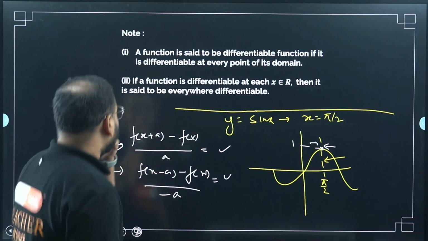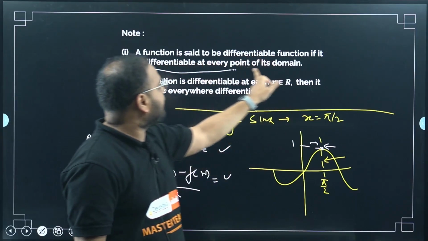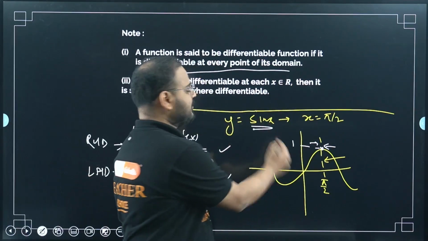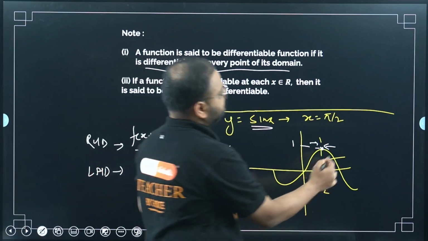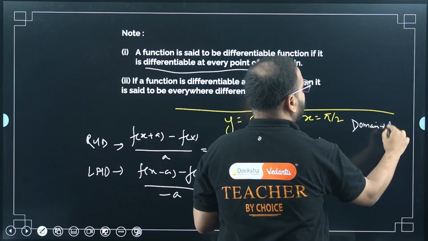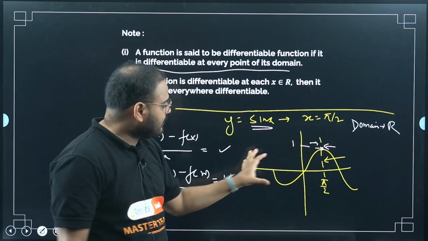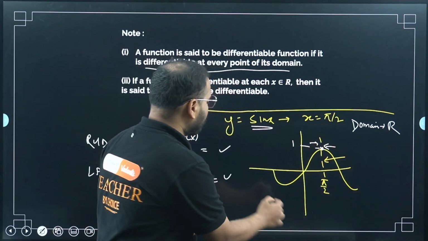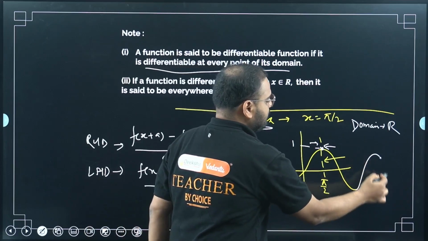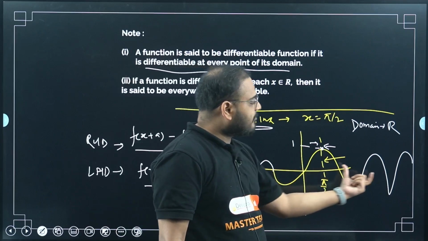Okay, now let's take some notes. A function is said to be a differentiable function if it is differentiable at every point in the domain. For this function, y equals sin x, what's the domain? Domain is all real. So this function will be differentiable in all of its domain. If you check here, every place it is differentiable.